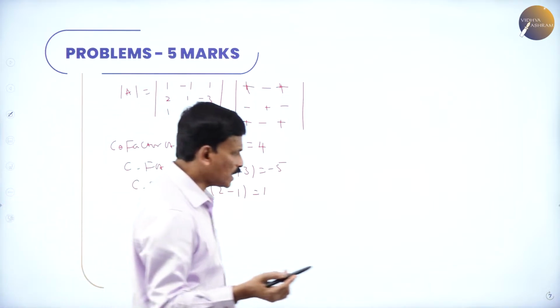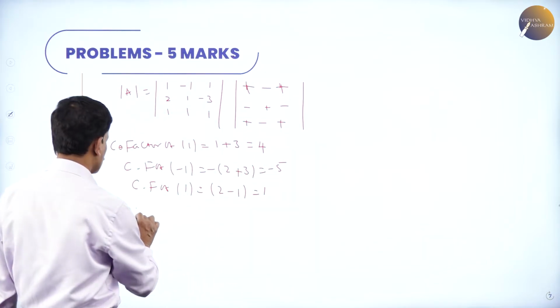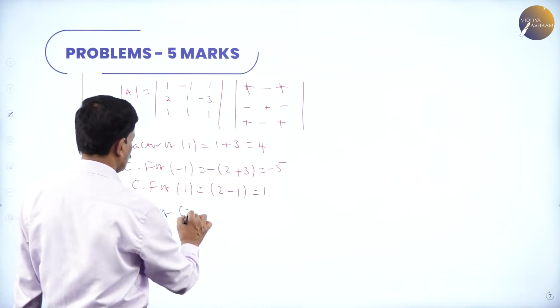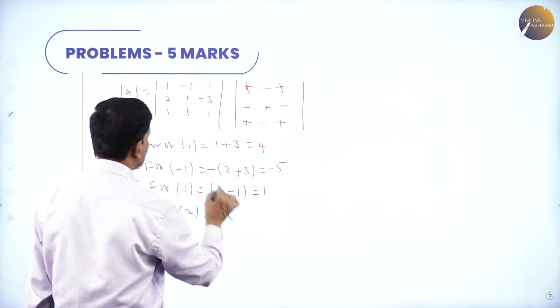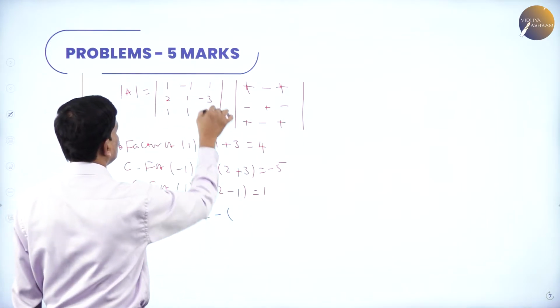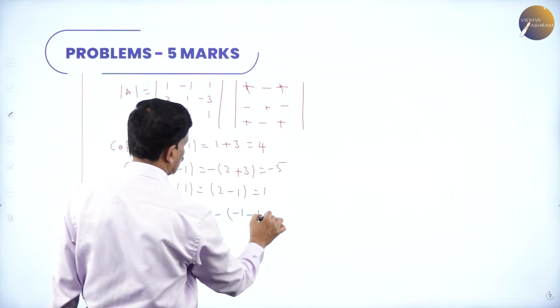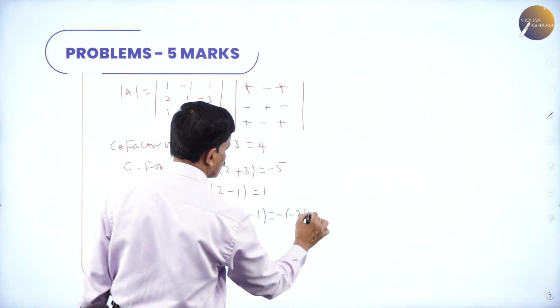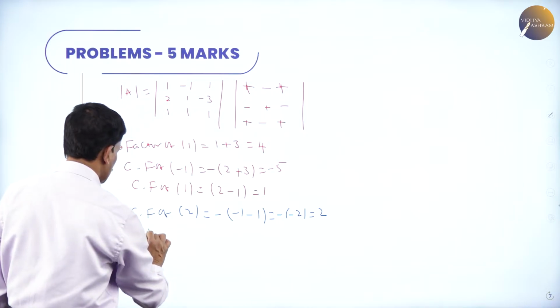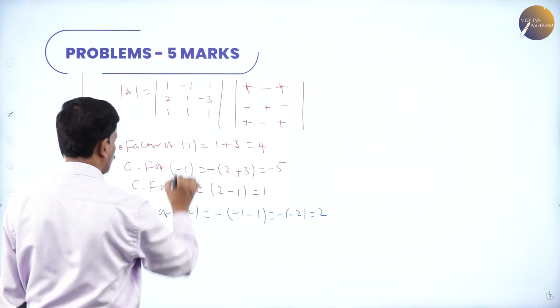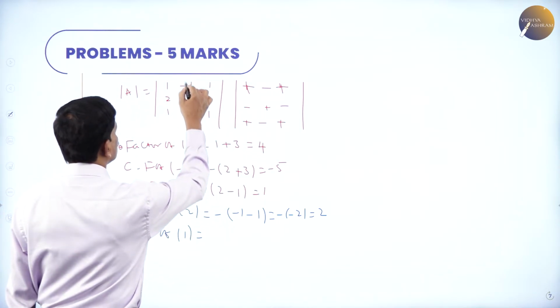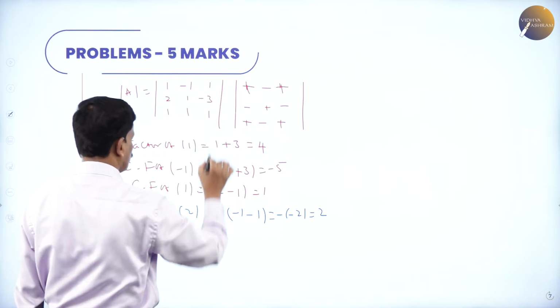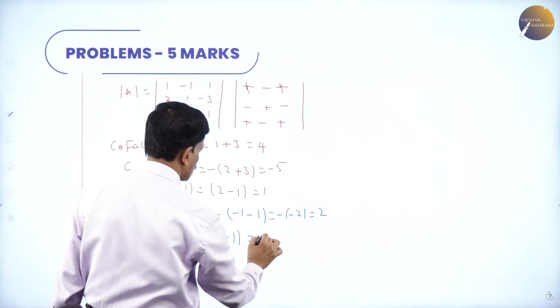Now let us come to the second row. Cofactor of 2 is negative, minus; this row and column is gone. Minus 1 into 1 is minus 1, and minus of minus 2 is plus 2. Similarly, cofactor of 1 is positive; this row and column is deleted. 1 minus 1 is 0.